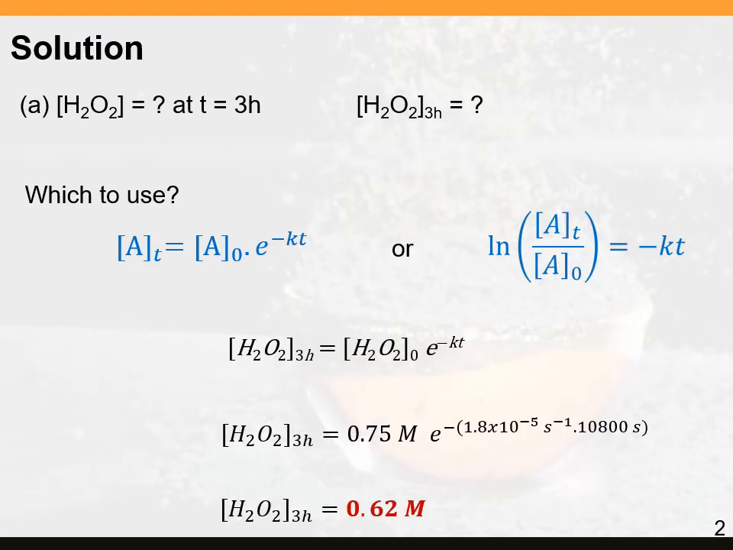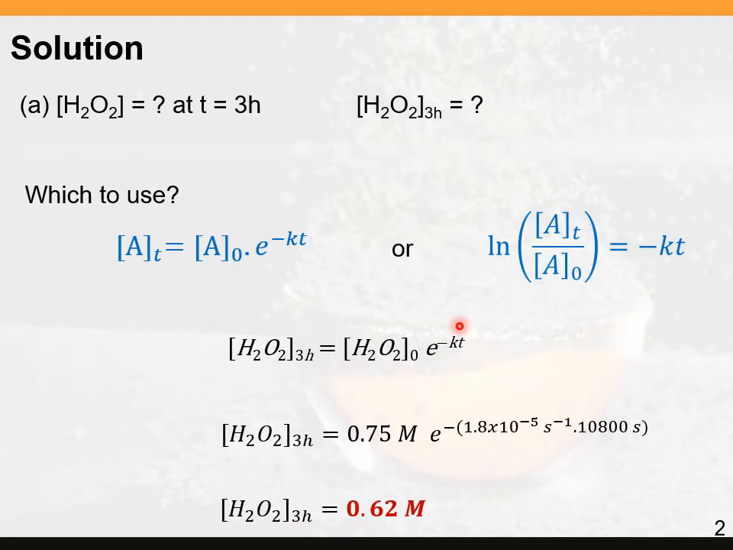In part A, we're asked to calculate the hydrogen peroxide concentration 3 hours into the reaction. We first have to decide which form of the first order integrated rate law to use. Because we want to know concentration, we're going to use the form that solves for concentration. So the peroxide concentration at 3 hours is equal to its initial concentration times e raised to negative kt.